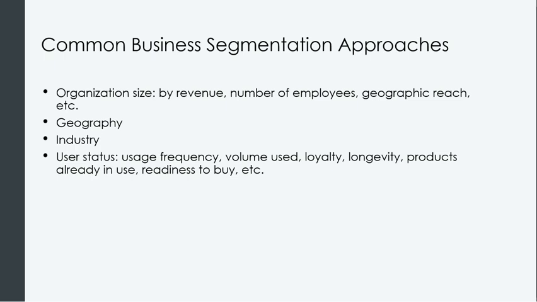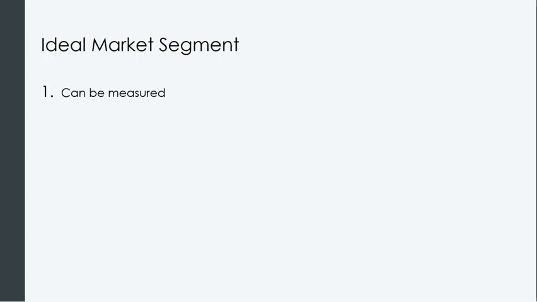Sometimes the user status should also be used: frequency of usage, the volume used, loyalty, longevity, products already in use, readiness to buy, benefits sought, and purchasing approaches.